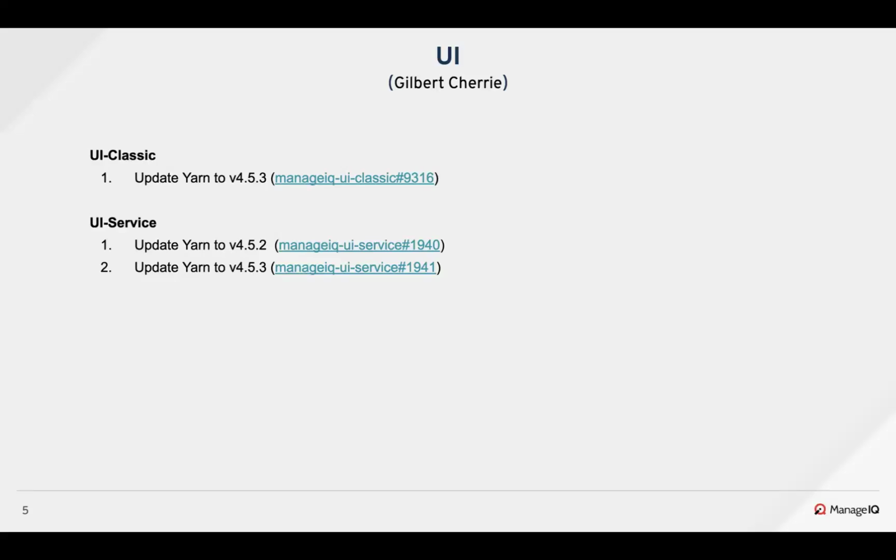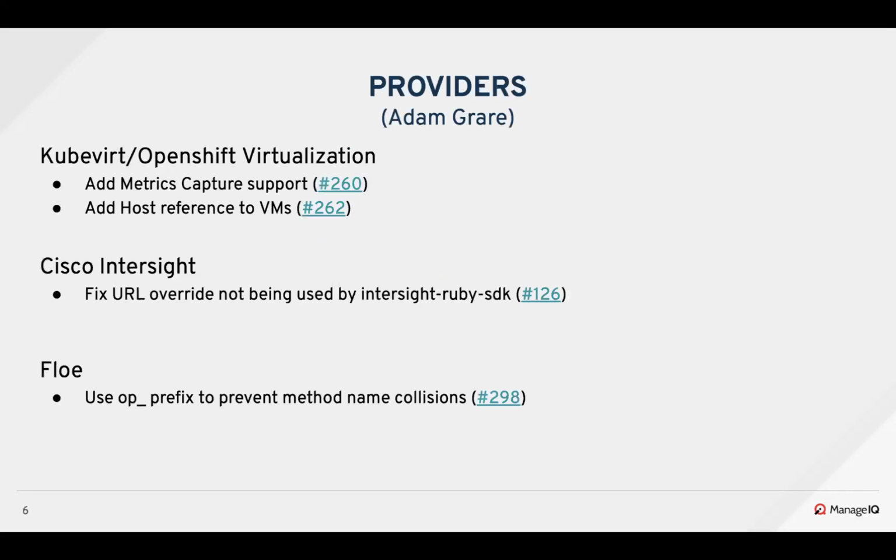Thanks, Jason. Not too much on the UI this sprint. Just some simple yarn upgrades to both the UI Classic and UI Service. Managed to upgrade UI Classic to Yarn 4.5.3 and UI Service to first 4.5.2 and then 4.5.3. That's it for the UI. Next is Adam. Thanks, Gilbert.